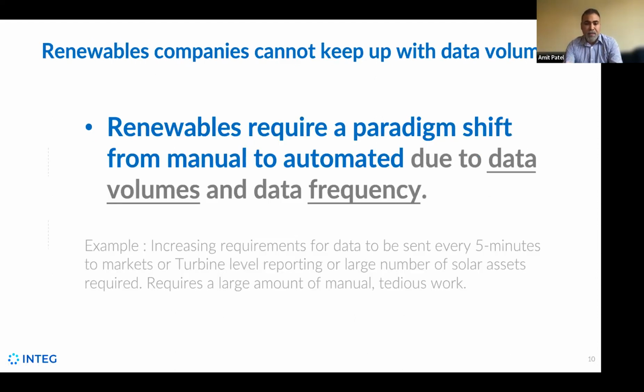And really the biggest reason that we see is that renewables companies cannot keep up with the data volumes. So a paradigm shift is needed from manual to automated. Otherwise, companies end up adding more and more units, and there are more requirements from the ISOs now. As you get more renewables, they become more critical, so even the ISOs have to know exactly where you are and be able to predict much better, because each change makes a big difference to the rest of the grid. So we are going to see even more requirements on top of the current requirements.